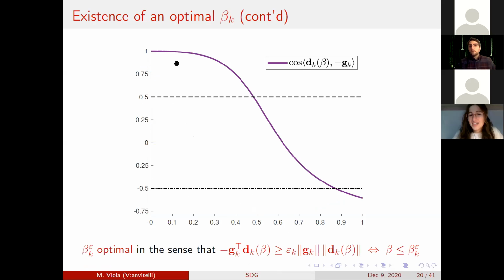If you plot the cosine between the possible direction dk of beta and the minus gradient, you see that before that threshold, before that beta epsilon k, everything is fine. The cosine is greater than your epsilon k, which in this case is 0.5, and you can take every direction in this range and be sure that the method will converge.